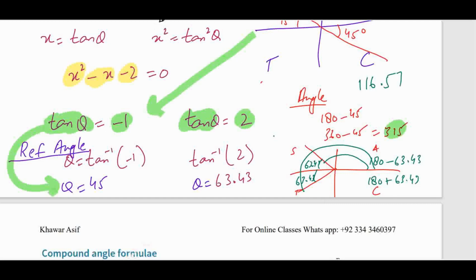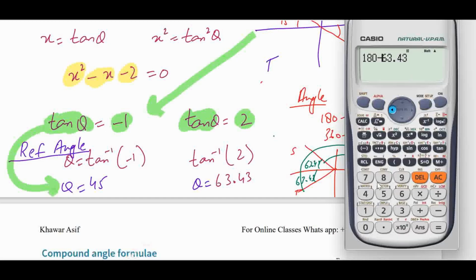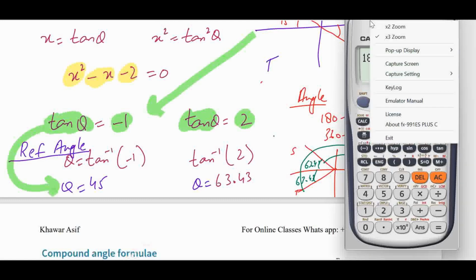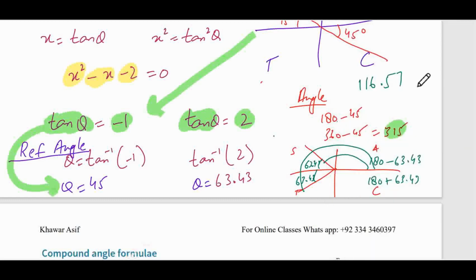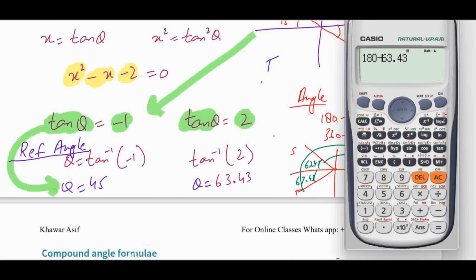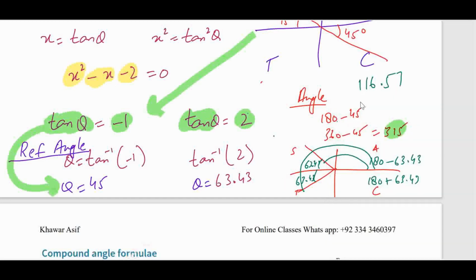116.57. The other one will be this. We have to add. So if we add, this will become 180 plus 63.43, which equals 243.43. Let me write it over here, 243.43. So finally we will have these four answers. So this will be the final answer. This is the way we can solve.